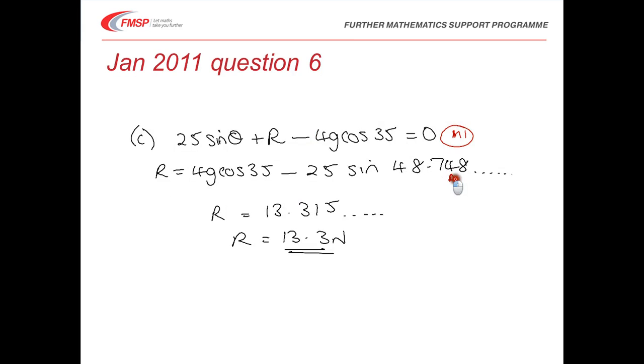You get an accuracy mark for subbing in the correct values, and that is a follow through. So if you got your angle theta wrong, you would still be able to get that mark. And then there's a final accuracy mark, which is correct answer only, for working out that normal reaction.